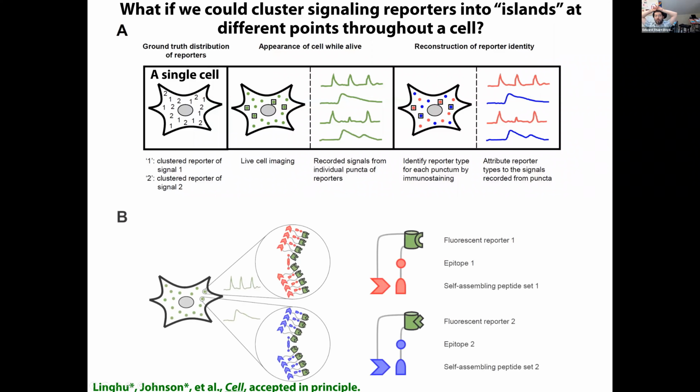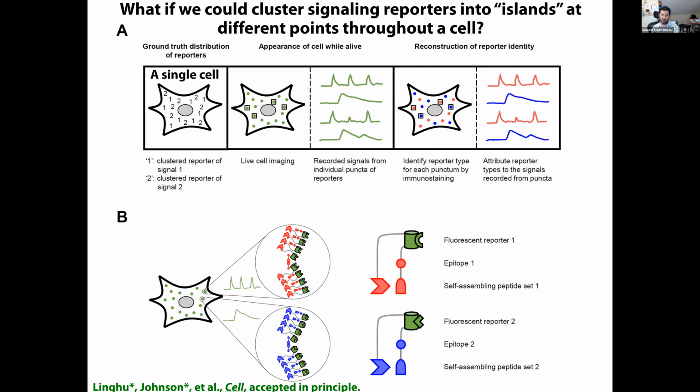Here's how we made it work. We would take a fluorescent reporter and attach it to a set of self-assembling peptides. Then these molecules will self-assemble into discrete dots within a living cell. Different reporters get different self-assembling peptides. We also fuse to each reporter an epitope, a small peptide that later you can stain, for example, with an antibody, to figure out the identity of each spot.